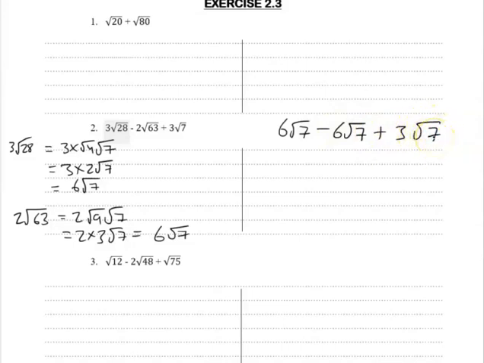Now anything take away itself, it cancels out. So like 2 take away 2 is 0. So 6 root 7 minus 6 root 7 is 0 as well. So these two cancel out. And your final solution is going to be 3 root 7.